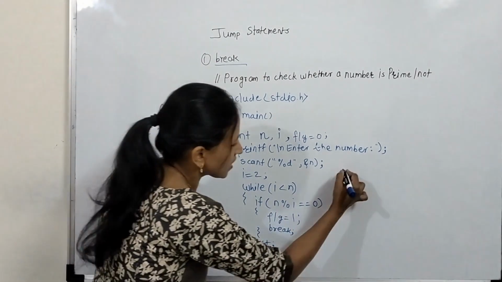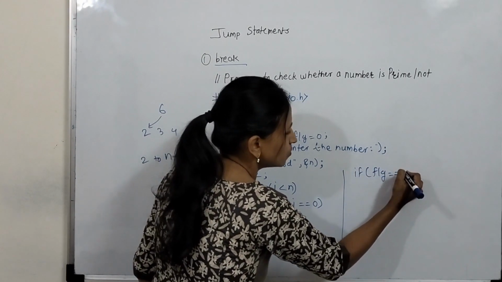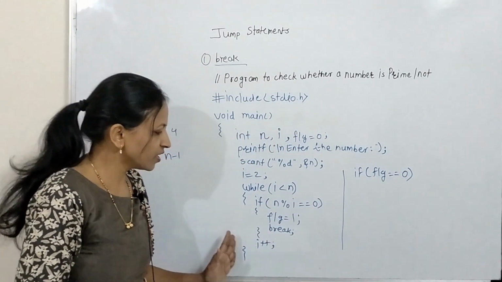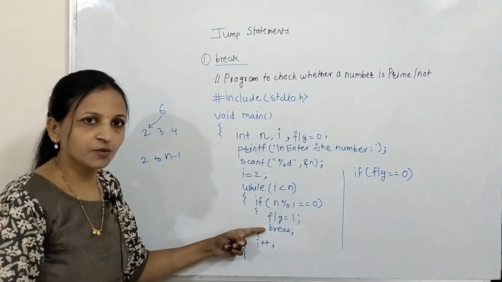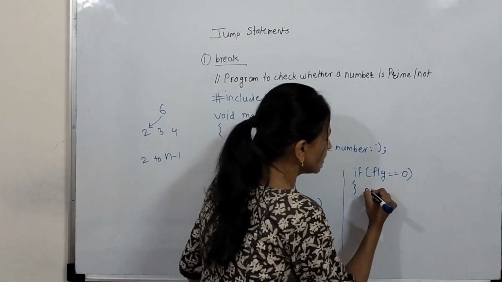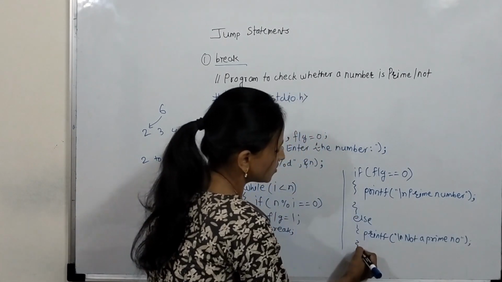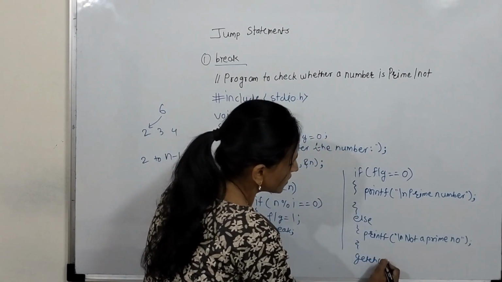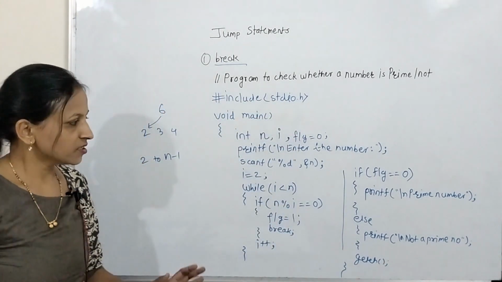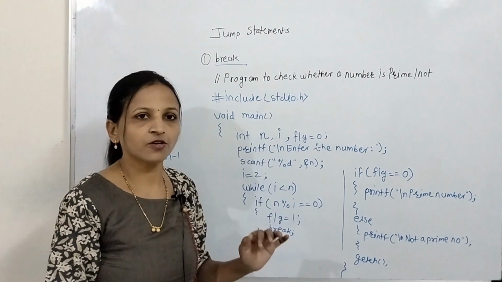After that we can check if flag is equal to 0. 0 means it remained the same as it is, meaning this is not true at any point. In that case we can write here printf number is a prime number, otherwise not a prime number. Now getch and stop. For getch we have to include conio.h also here. This is the program to check whether a given number is prime or not. With the help of flag we are doing this.